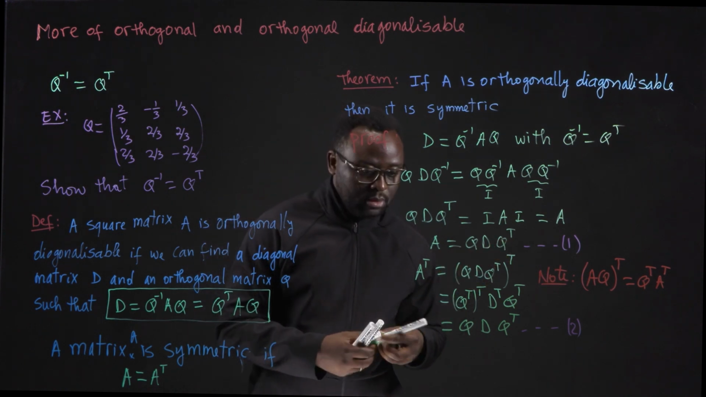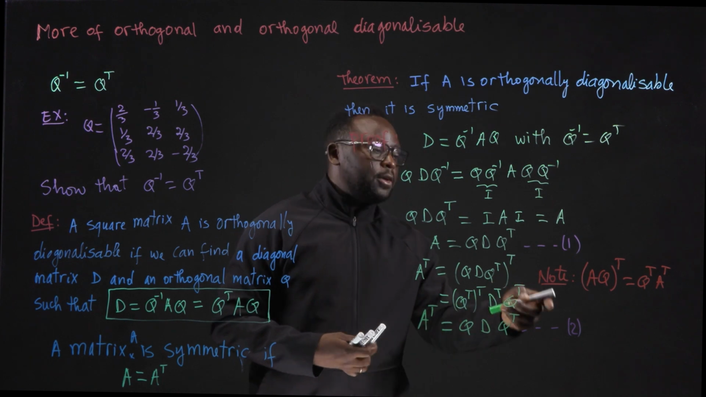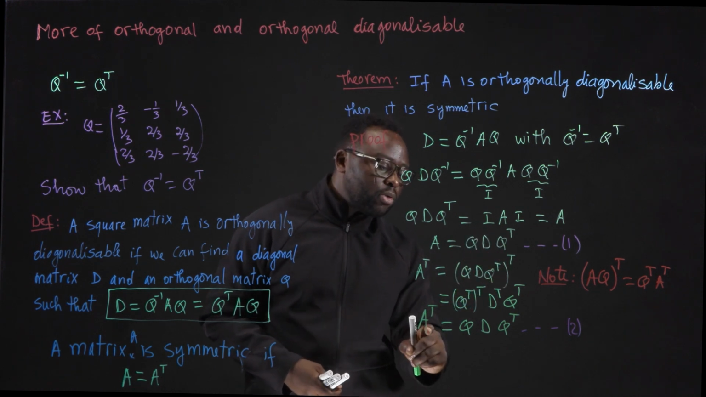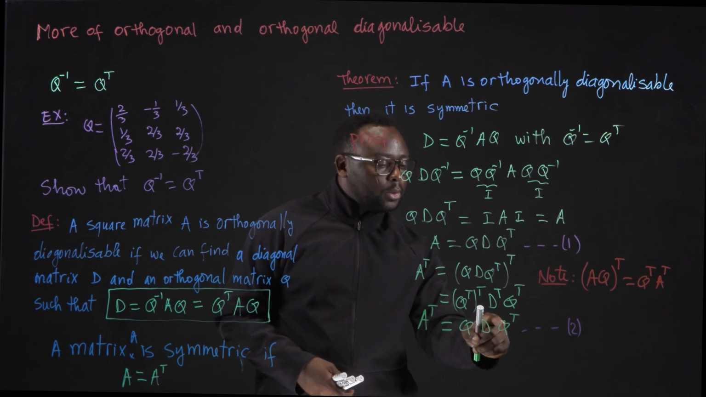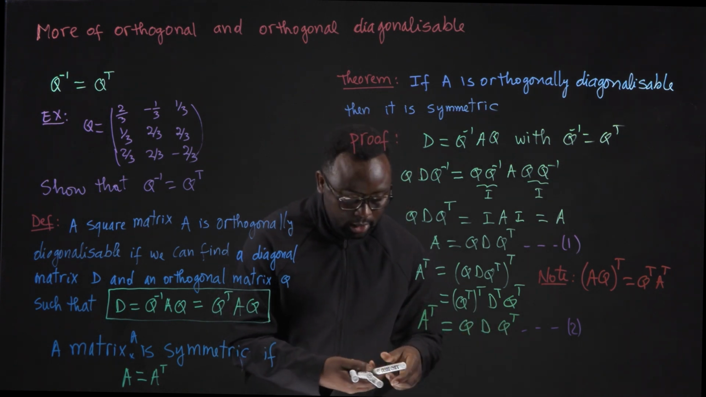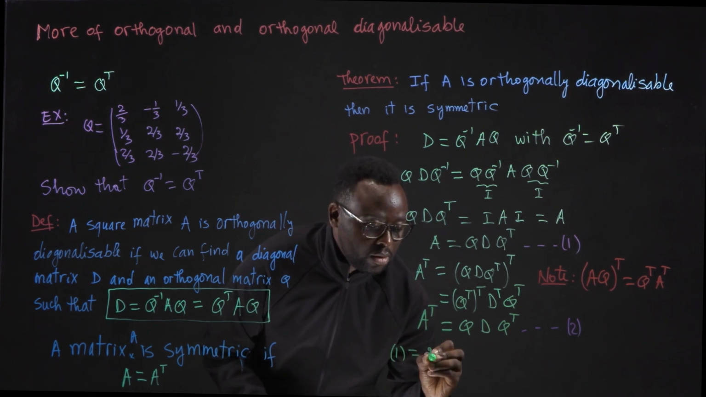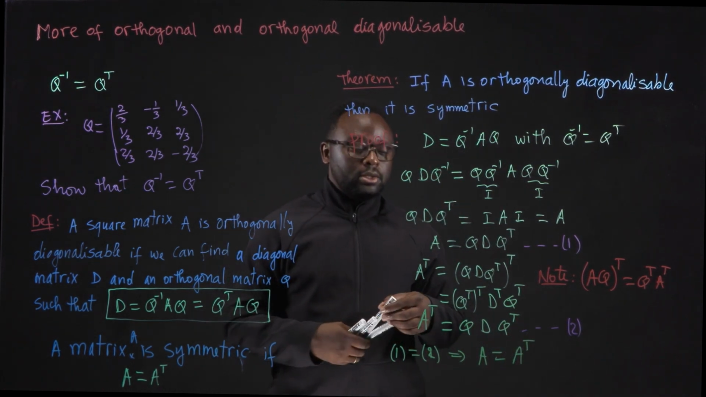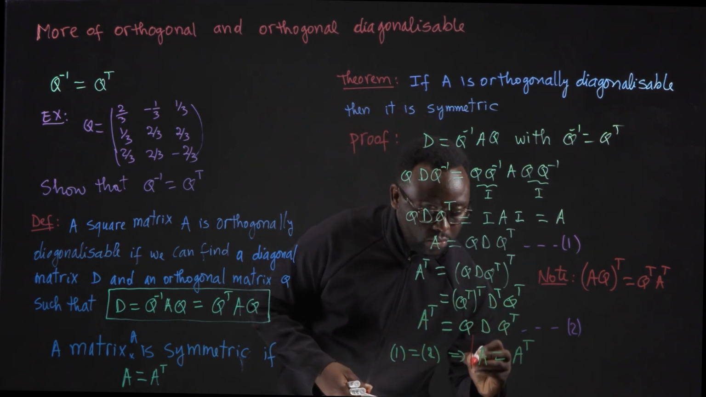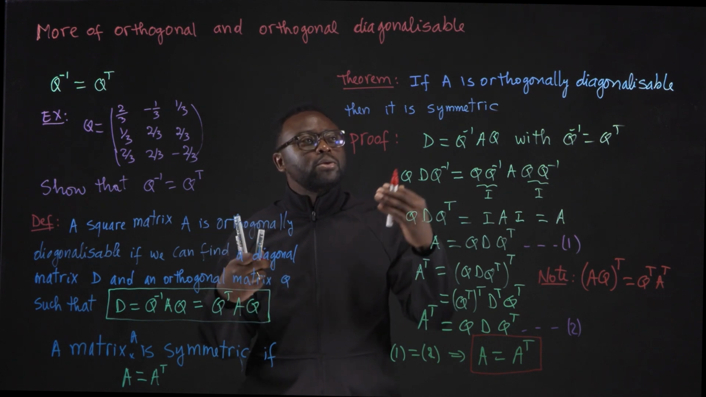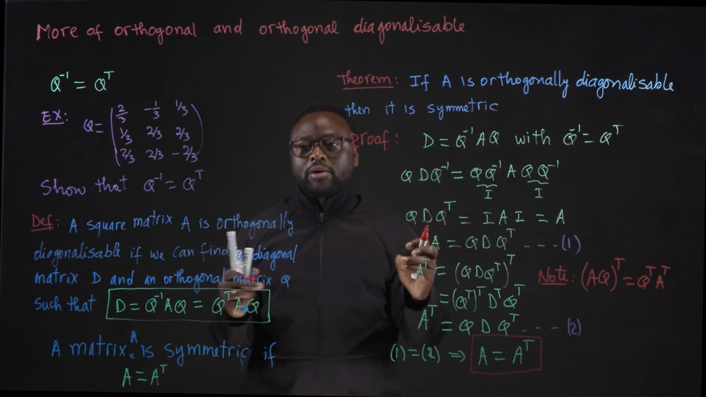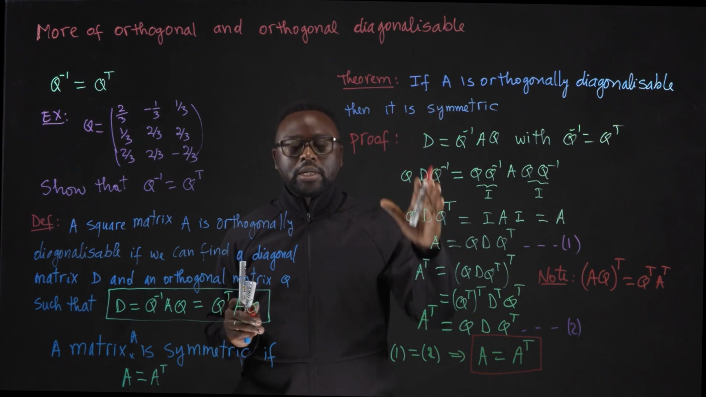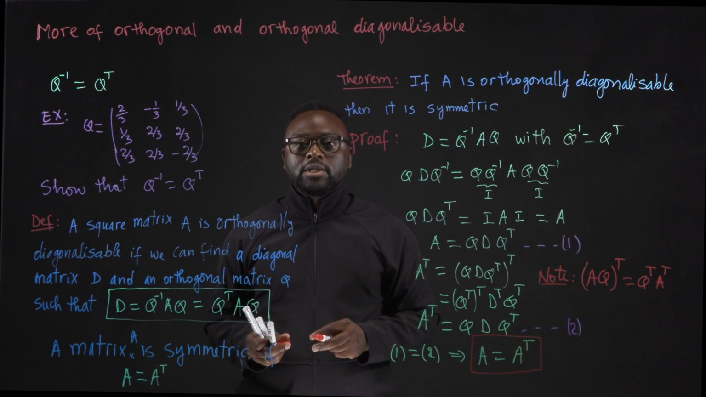Then if we compare the first formula and the second formula, we see that A is given by Q D Q transpose, and A transpose here is also Q times D times Q transpose. So this means that A is equal to A transpose. So this is the theorem, and we have proved it. If you have a question and you have shown that the matrix is orthogonally diagonalizable, there's no need for you to show that the matrix is symmetric, because it's obvious by means of this theorem that it is symmetric. So this is all for this video. Thank you.